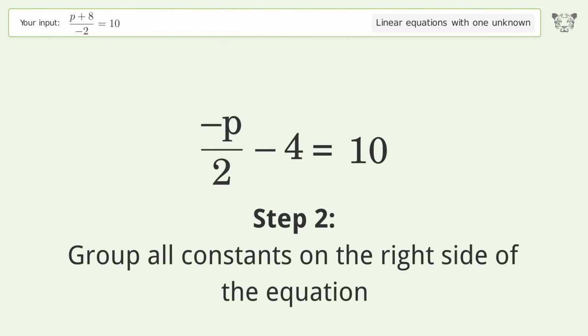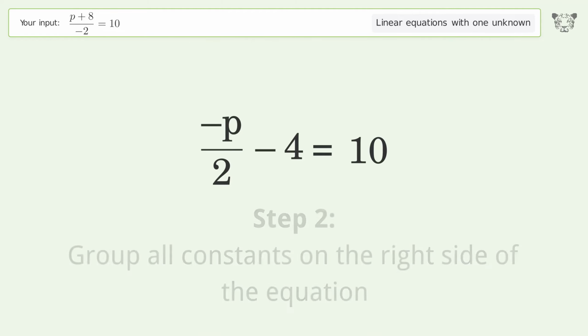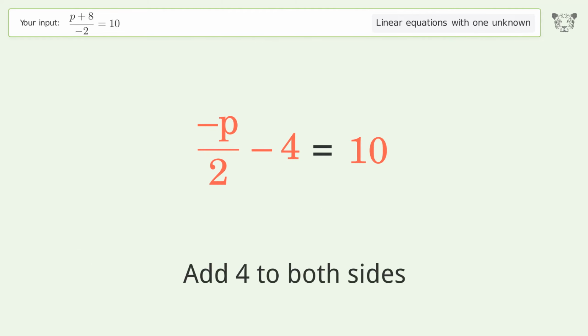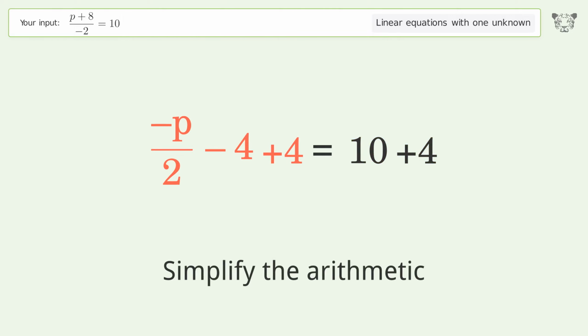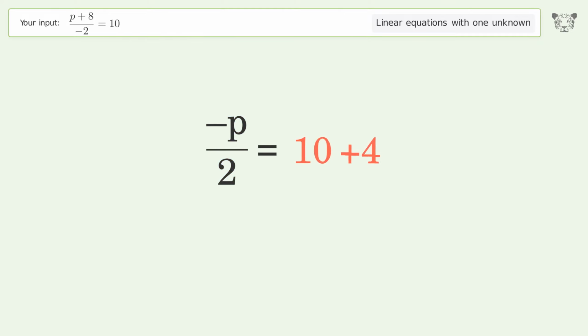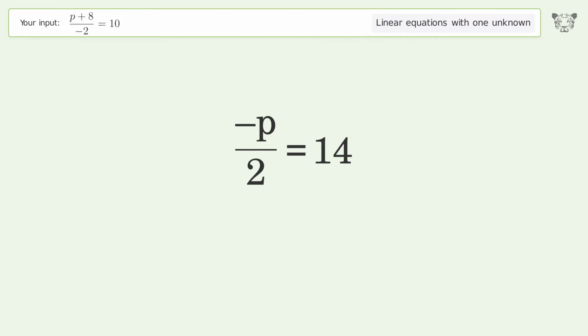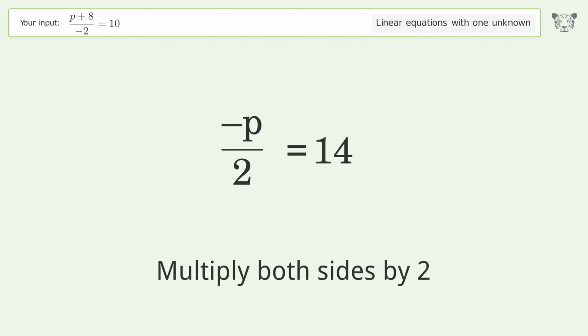Group all constants on the right side of the equation. Add 4 to both sides. Simplify the arithmetic. Isolate the p. Multiply both sides by 2.